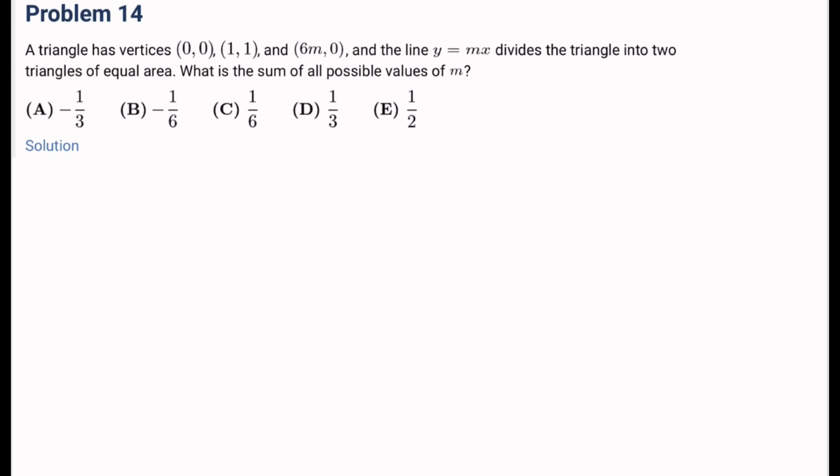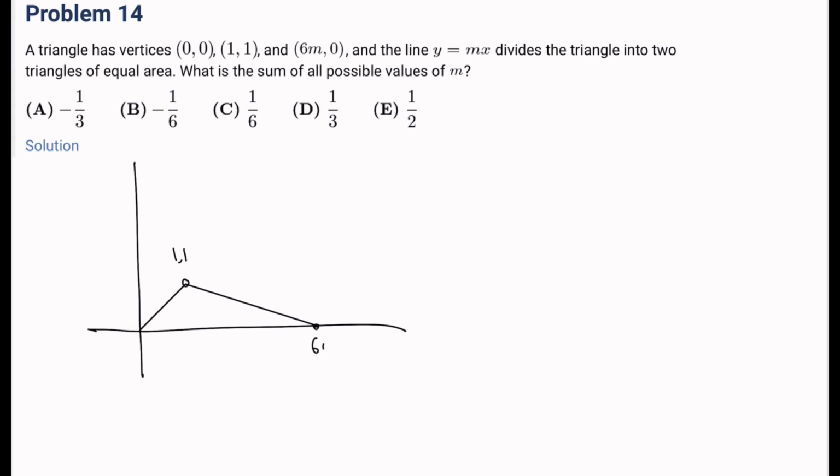Number 14, a triangle has vertices 0, 0, 1, 1, and 6, 0, and the line y equals mx divides the triangle into two triangles of equal area. What is the sum of all possible values of m? Okay, so if we have the coordinate plane, and we have 0, 0, and then up to 1, 1 like that. Right, so let's say this is 1, 1, and then 6m, 0, that would go down like that, and let's say this is 6m. And then y equals mx divides the triangle into two triangles of equal area, and so that would look something like this. This would be y equals mx, right?